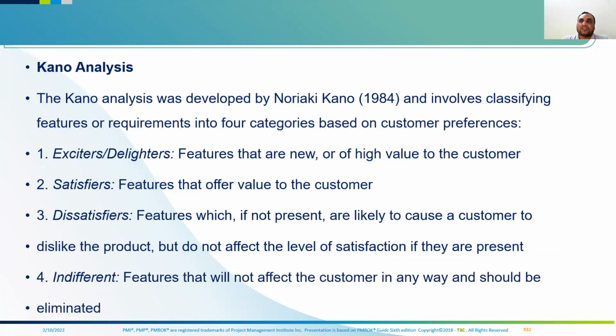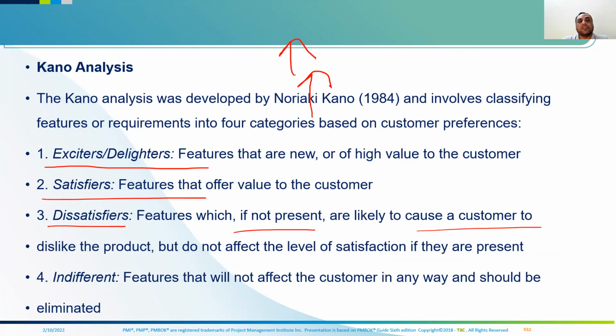There is Kano analysis for prioritization. It also has 4 things. Exciters, the things which excite the customer, should be on the top. Satisfiers offer value to the customer which they were not expecting. Dissatisfiers, if not present, the customer will become angry, so they should be must-have things. Similarly, indifferent means I don't care whether it is there or not, so it's like won't have.